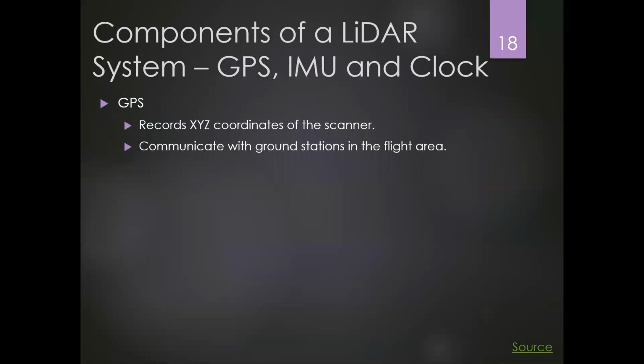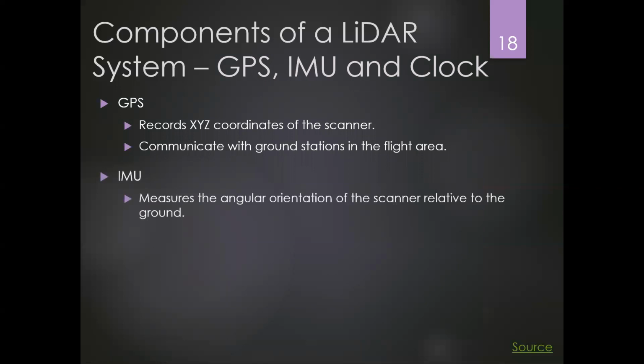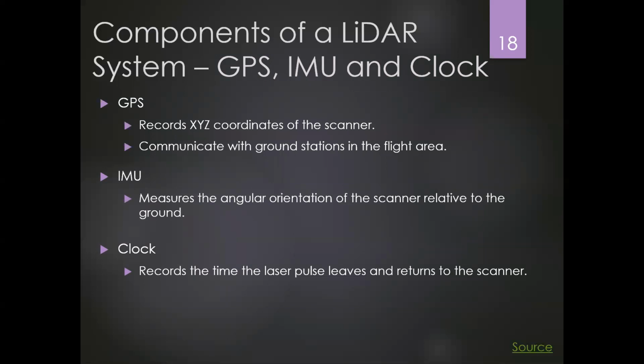And the GPS, I'll just skip this. You know what GPS does, and the IMU I have also introduced before. A clock, like I said, because you need to accurately record the time of shooting the signal and the time of receiving the signal. So you have to use a very accurate clock to make that happen.